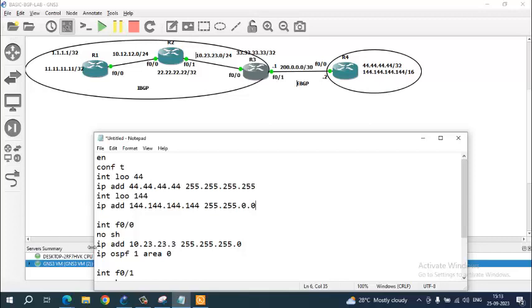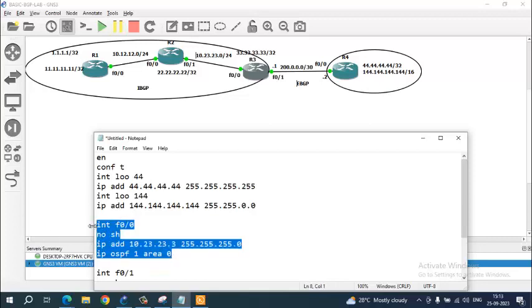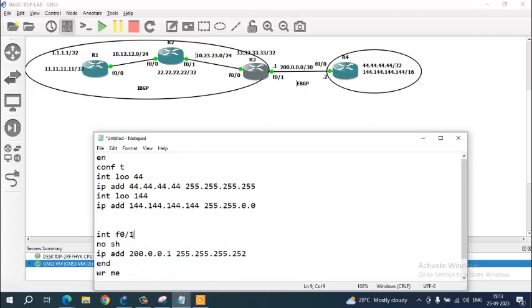And on F0/0, this is going to be 2. No OSPF here.